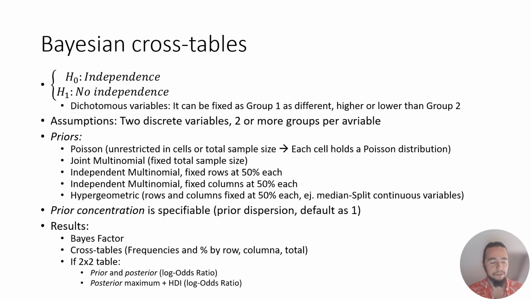Okay, so one of the priors is a Poisson distribution, because it does not have any restriction on the cells and total sample size, so it's very flexible. Each cell of the cross table will hold a Poisson distribution whose parameter you can specify if you want. You can also have a joint multinomial distribution, where you need to specify a fixed total sample size. You can also have independent multinomial distributions, fixing the rows to 50% each, or the columns.